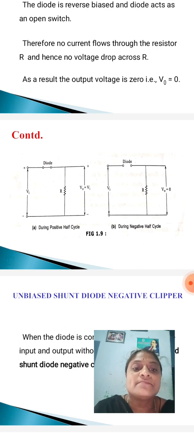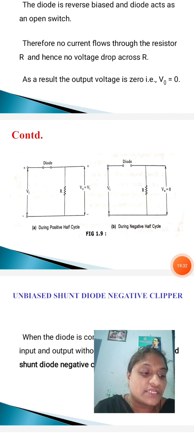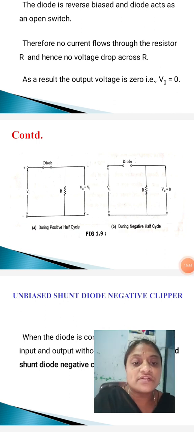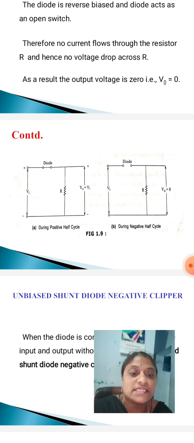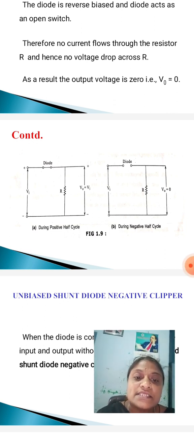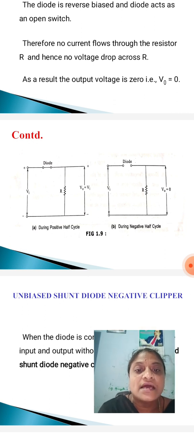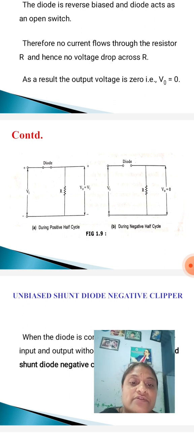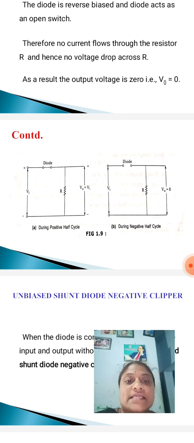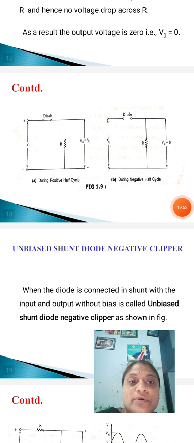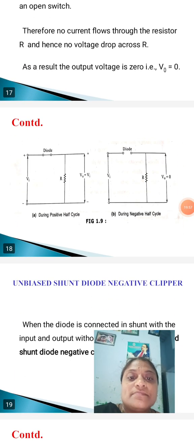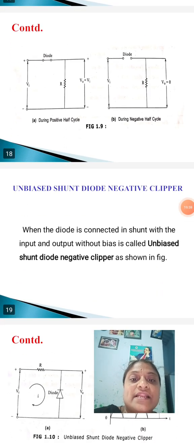From this topic, the unbiased series diode negative clipper and unbiased shunt diode negative clipper are also completed. In total, 4 topics: unbiased series diode positive clipper, unbiased shunt diode positive clipper, unbiased series diode negative clipper, and unbiased shunt diode negative clipper. All topics are covered. Very, very important topics. Don't confuse them. Prepare well.